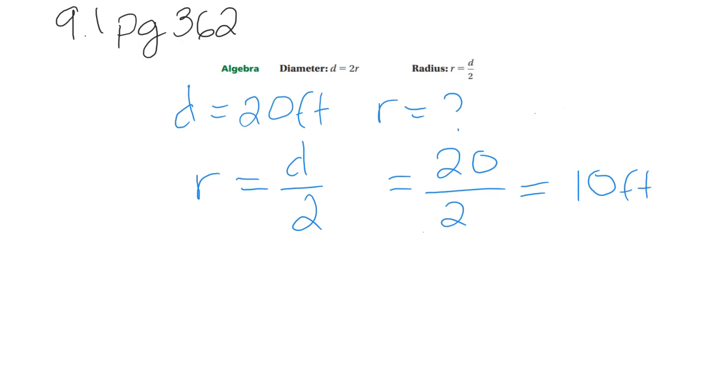And you could also think about it as just splitting the diameter in half. What's half of 20? You already know that. It's 10. Okay, there you go.